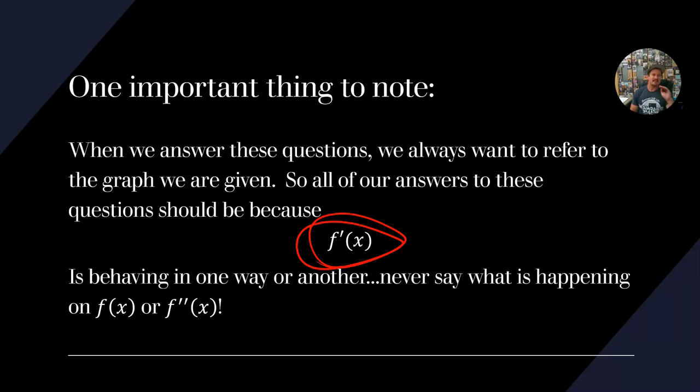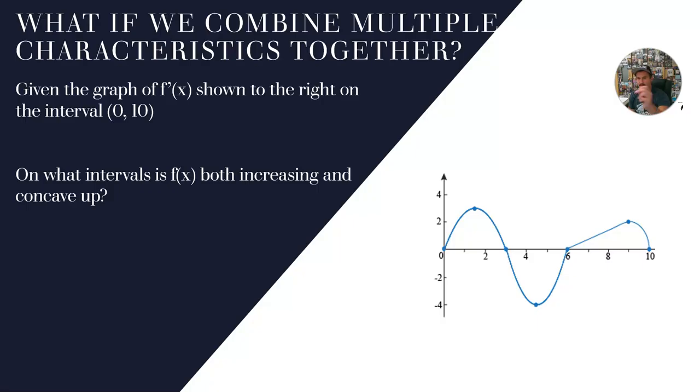We never want to reference something that's happening on f of x or f double prime of x, because that's not the information the problem gave us. The problem gave us the graph of the first derivative, f prime of x. So all of my justifications would need to reference the first derivative graph. Okay? So the last couple things we need to talk about: what if I combine multiple characteristics together?